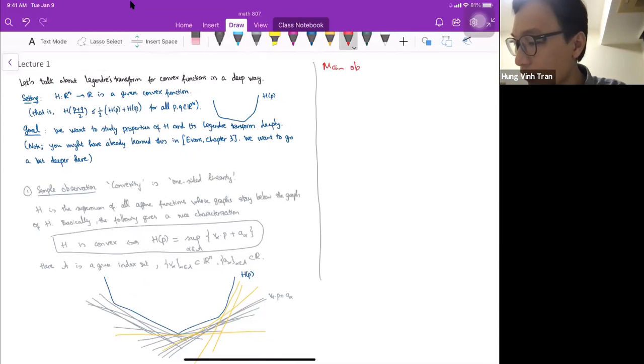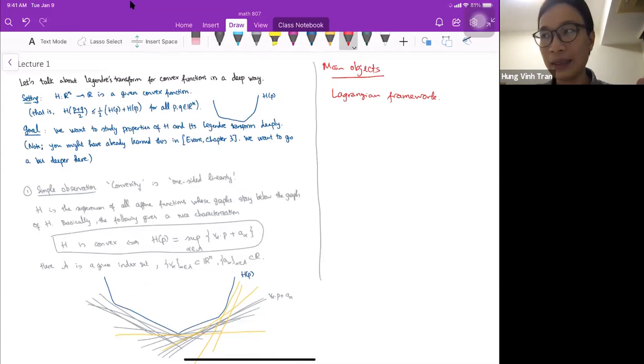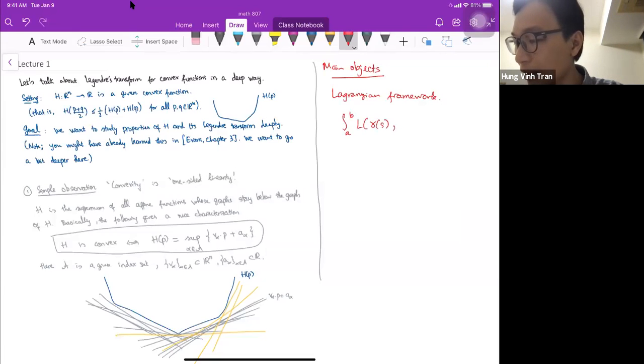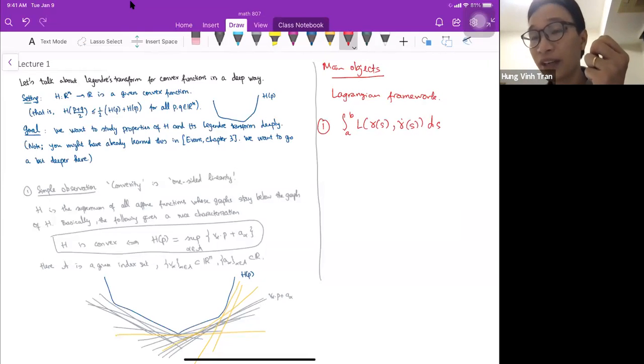So the main objects for our class are going to be the Lagrangian framework. So basically, you have seen this in a standard PDE class, or in standard calculus of variations, or many kinds of physics problems boil down to minimizing some kind of Lagrangian like this. So L of gamma(s), gamma dot(s) ds. So this is one of our main objects. So it's a calculus of variations problem, right? We're going to minimize this action functional.